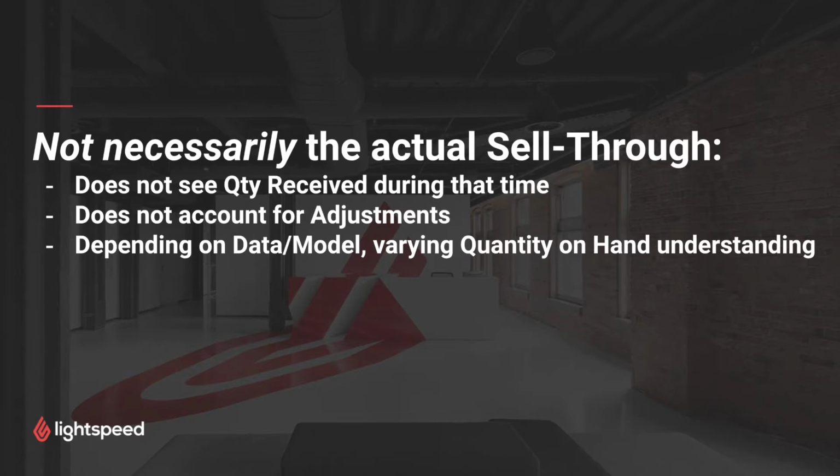Secondly, recreated sell-through cannot account for adjustments. So if during that time frame you actually had to correct the valuation of inventory as Lightspeed saw it, there's no way that recreated sell-through would be able to see that. Finally, depending upon the data that you're using in your report, whether it's a sales report or an inventory report, there's a varying understanding of what the quantity on hand implies. Most notably, on a sales report, the quantity on hand is only for items that sold, whereas on an inventory report, it's considering the entire inventory, whether it's sold or not.